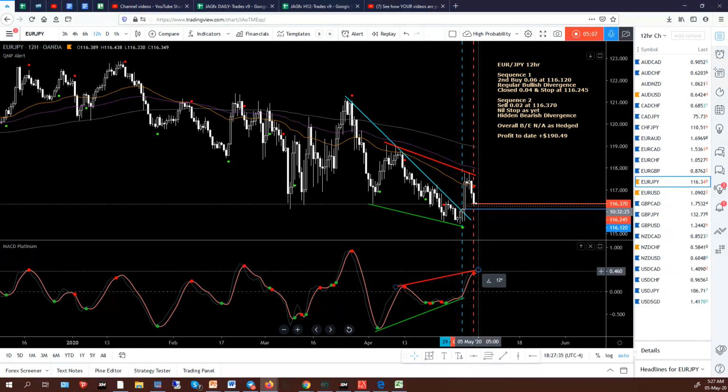Probably take out this, Murphy's Law. I'll take out this stop on the buy, then turn around and go up. No. So yeah. Nothing else there. Right, let's move right along.